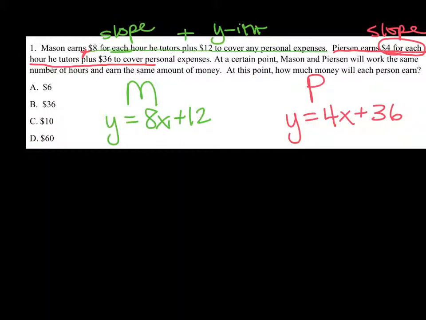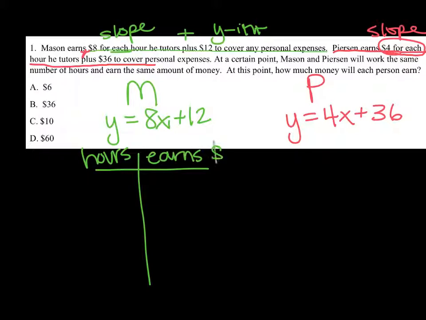Alright, one way we could check this is with a table. So I'm going to start with Mason, and I'm going to let this be the number of hours he works, and this be the amount of money he earns in dollars. So if he works 1 hour, it says he gets paid $8 every hour, so that's 8 times 1 hour, and $12. So his total after an hour would be $20.